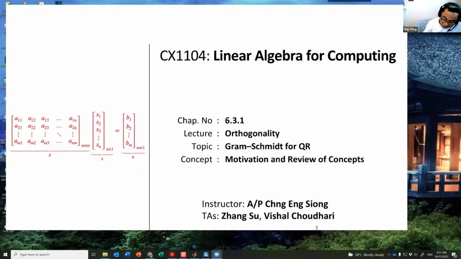So this is CX1104. Today we'll do tutorial 6, question number 12 about QR decomposition. And before I do that, I would just review Gram-Schmidt for QR first.